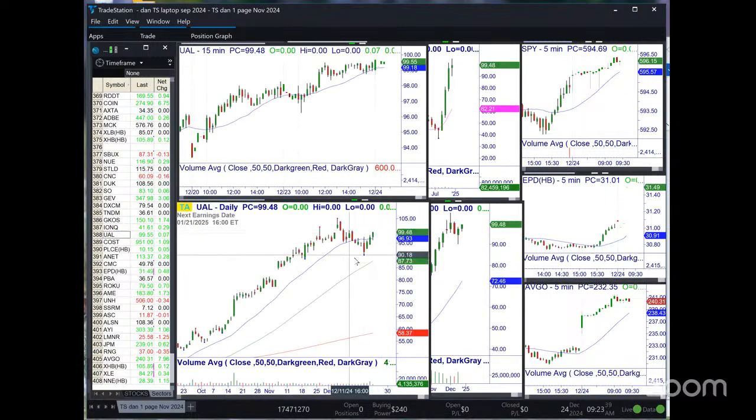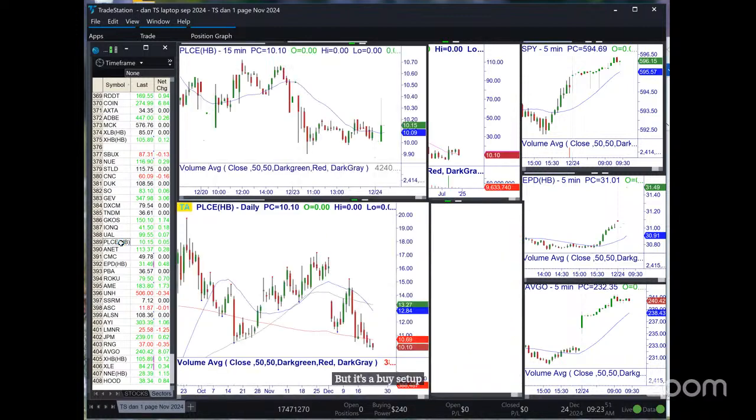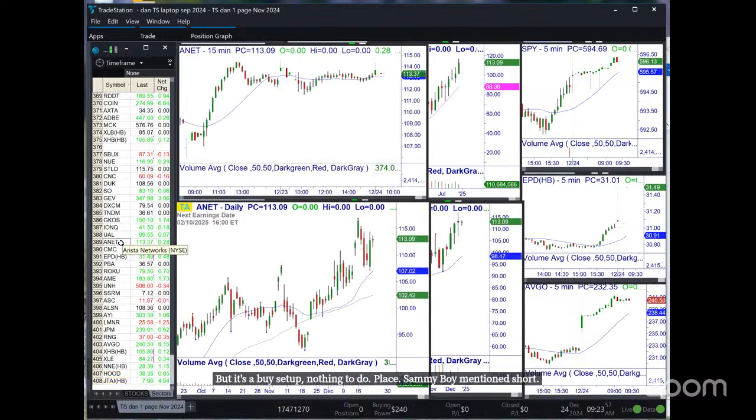UAL, downside shakeout, breakout. Looks higher. Costco had a negative Barron's, but it's a buy setup, nothing to do. Place. Sammy Boy mentioned short. The net we talked about.